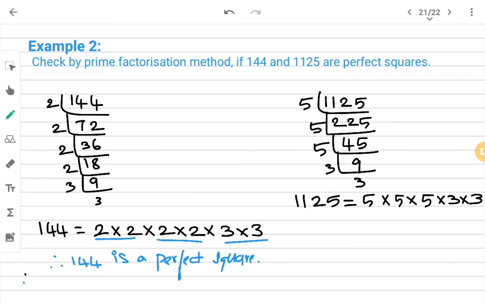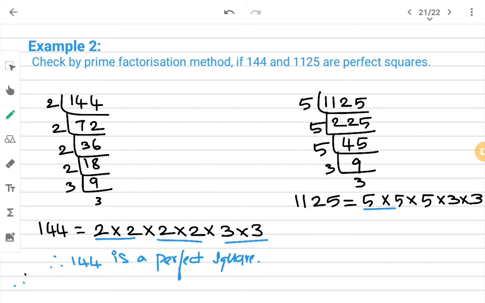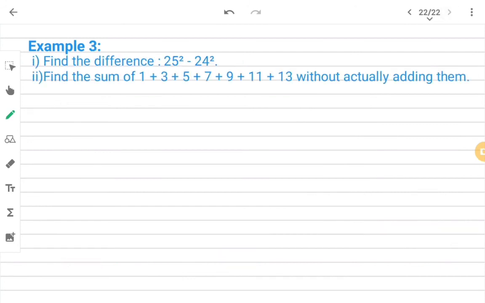If you see here, these two are a pair, these two are a pair. Sorry, 5 is not having a pair. So you can say 1125 is not a perfect square. Okay? Have you understood, children? Yes? Yeah. Now, the next example.